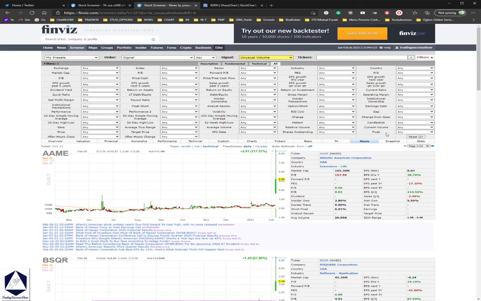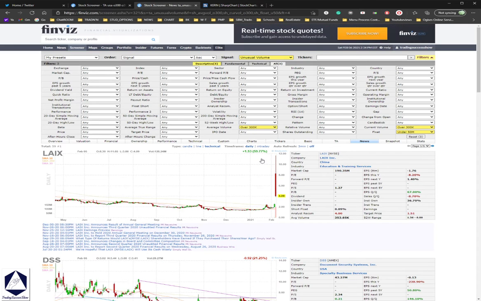I also look at the float. The float needs to be under 50 million. So that is one criteria. The current volume needs to be above 300, and we also need to look at average volume. Average volume needs to be over 300. So now from the 200 stocks, we have 59 stocks. So it's looking nice, looking beautiful.